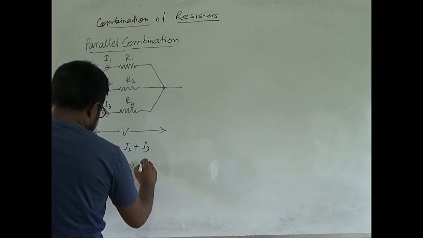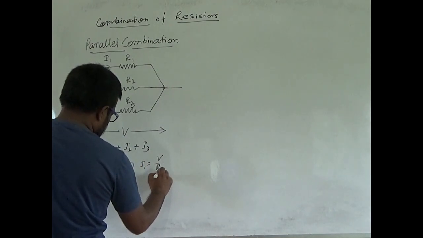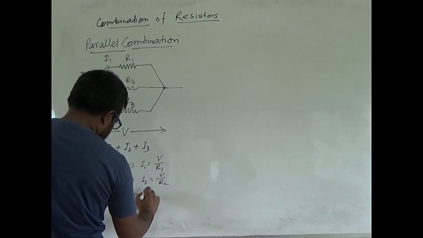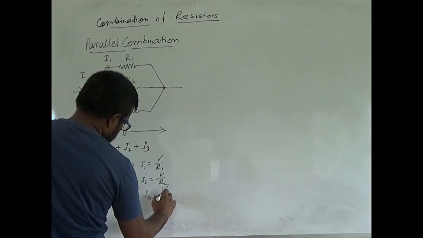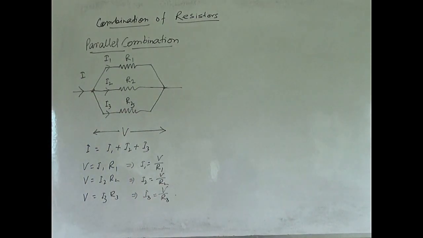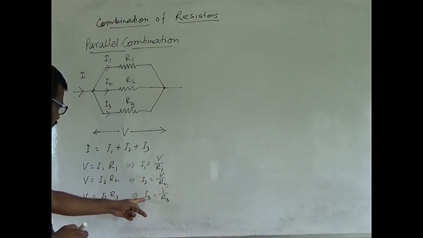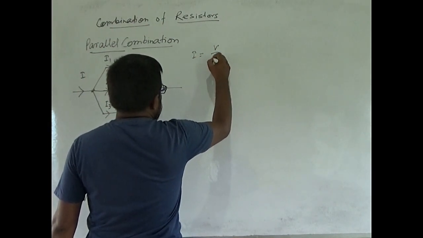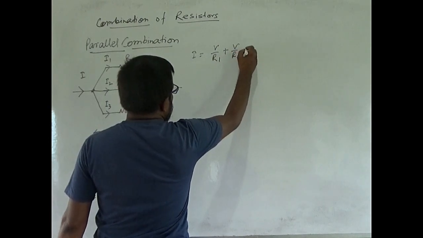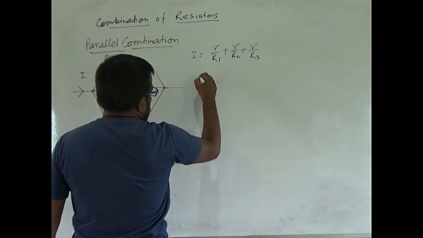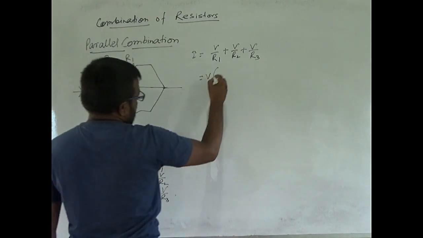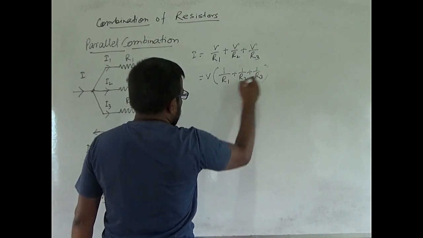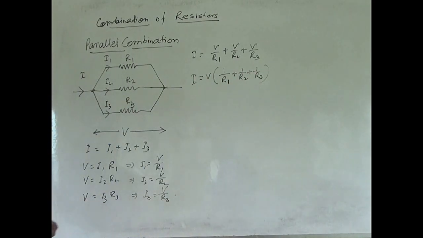Or from here, we can write I1 equals V by R1. From here, I2 equals V by R2. And from here, I3 equals V by R3. Now put this I1, I2, I3 in this equation and we get I equals V by R1 plus V by R2 plus V by R3. And if we take V as common, then I equals V into (1 by R1 plus 1 by R2 plus 1 by R3). This is the total current through the combination.